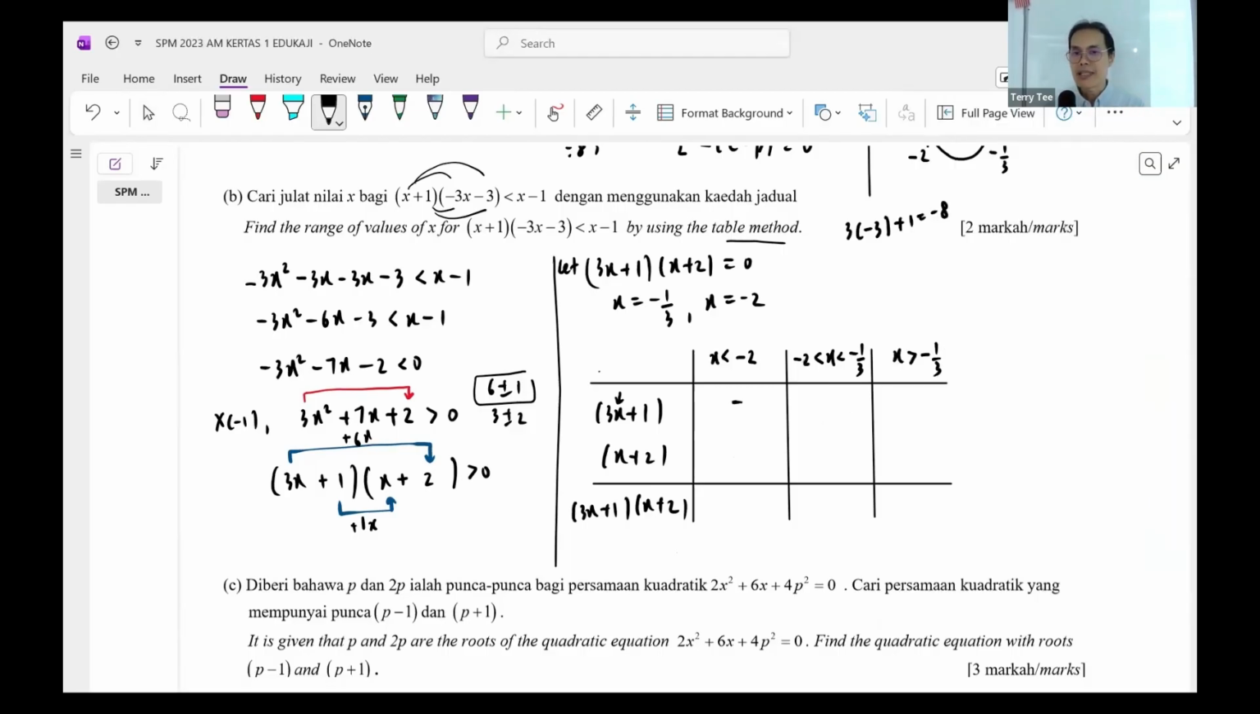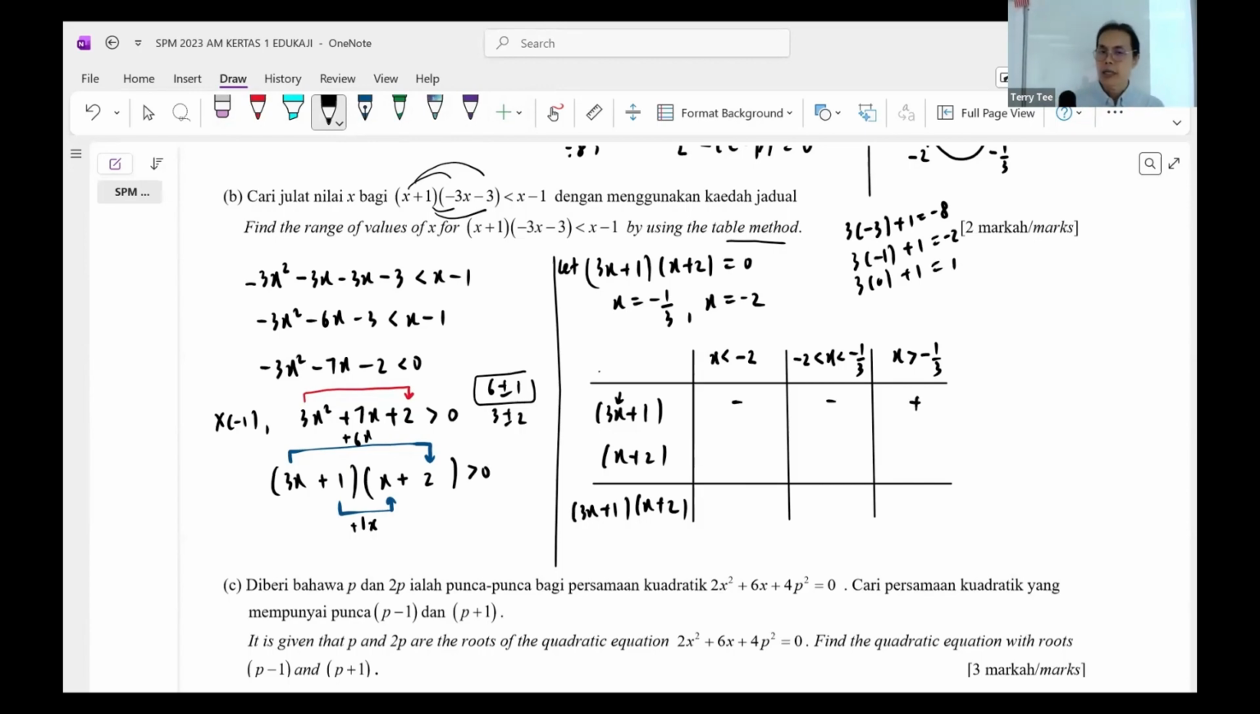Then we pick a number between -2 and -1/3. The easiest number is 0. Put 0 inside: 3 times 0 plus 1 is just 1, so it's positive. Wait, I made a mistake. It's not 0, so we better take -1, sorry. Between -2 and -1/3, the in-between value is -1. So you get -2, which is also negative. Pick a number more than -1/3. Maybe I put 0, you will get 1, which is positive.